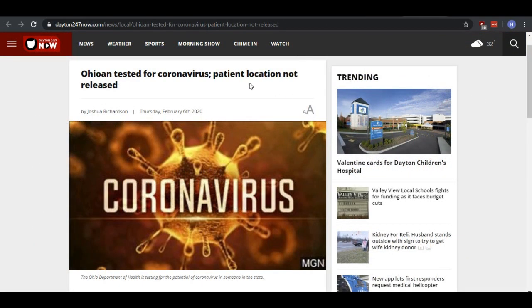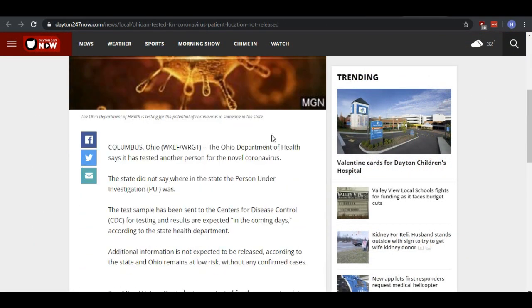Ohioan tested for coronavirus, patient location not released. Columbus, Ohio. The Ohio Department of Health says it has tested another person for the novel coronavirus. The state did not say where in the state the person under investigation was.